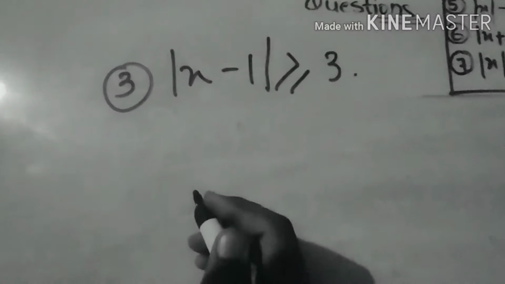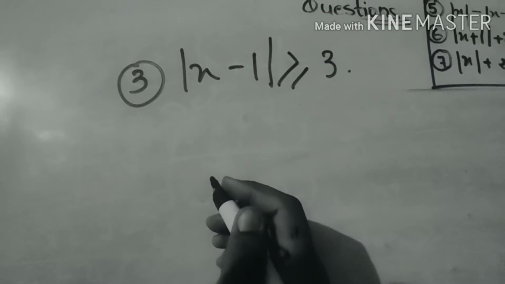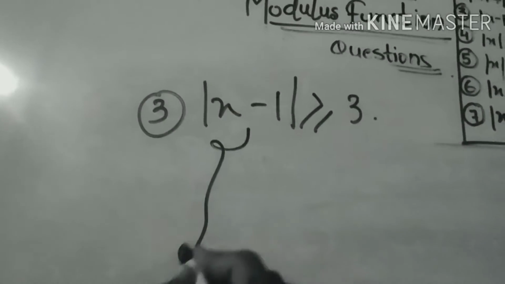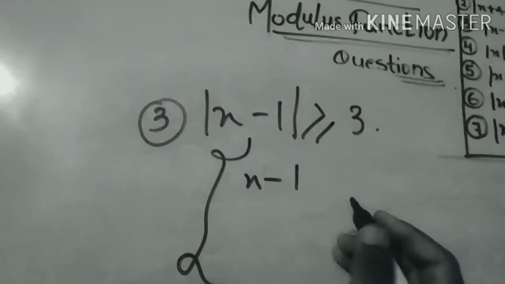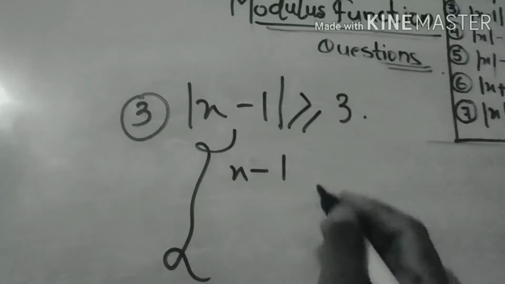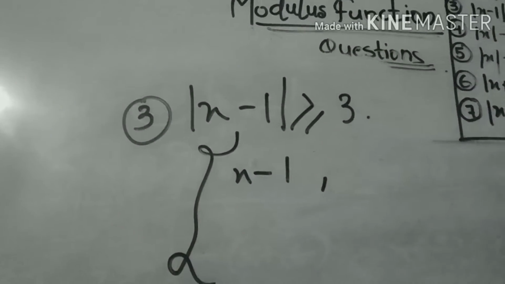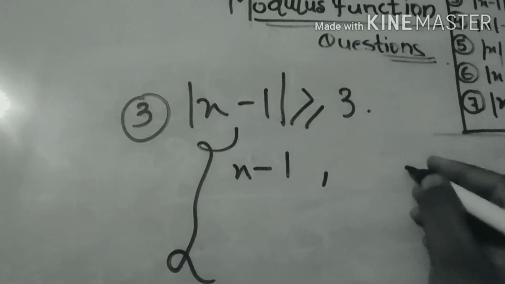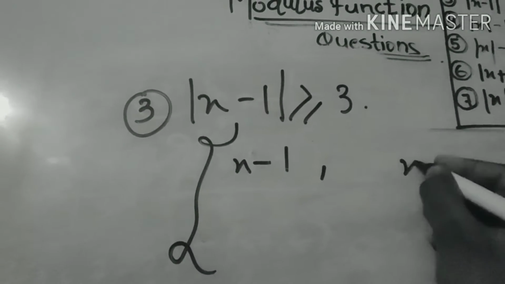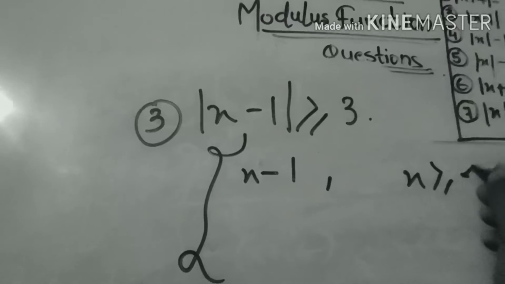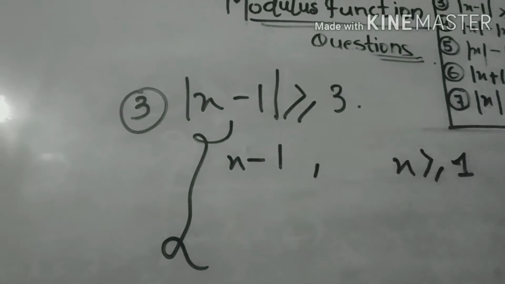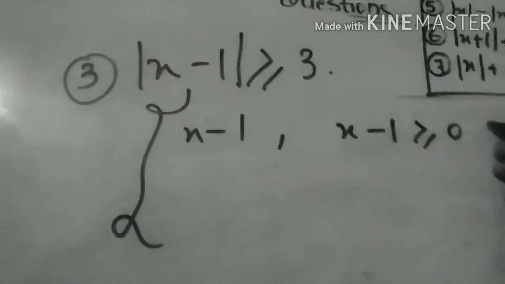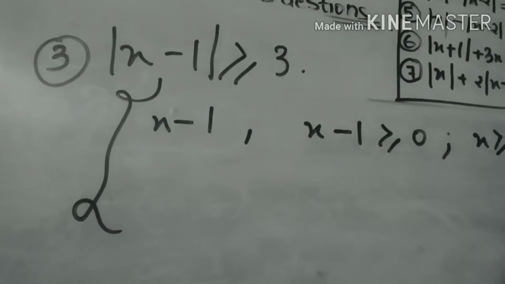In this question we have modulus x minus 1 is greater than or equal to 3. Again we'll be making two cases. The modulus x minus 1 will return the value x minus 1 only when x minus 1 is greater than or equal to 0. We'll be skipping this step and writing x is greater than or equal to 1. So it will be like x is greater than or equal to 1.